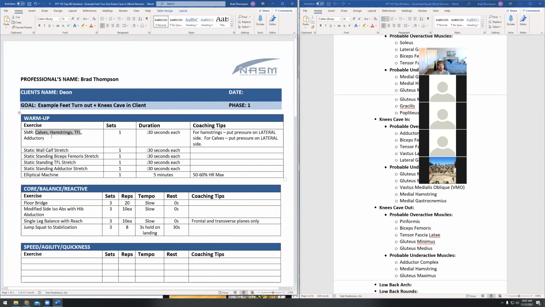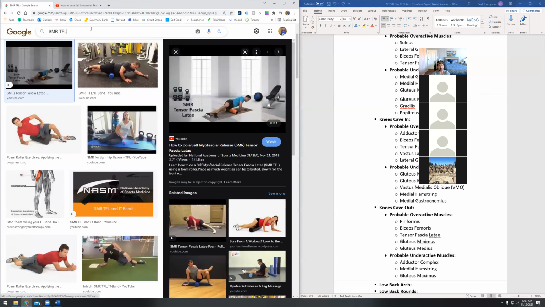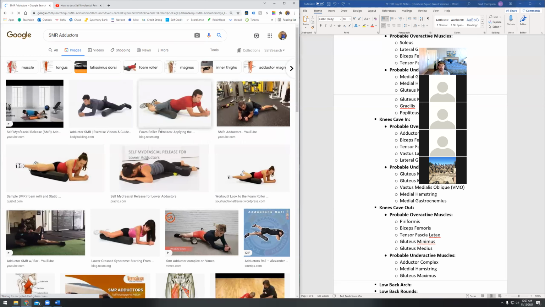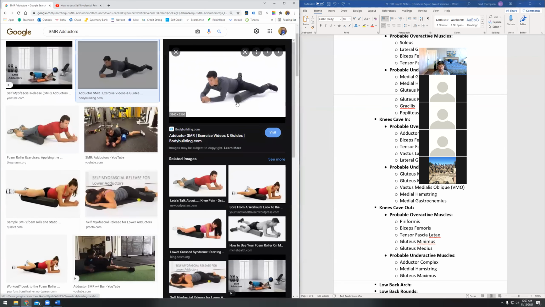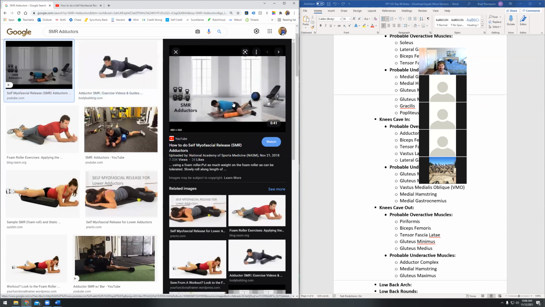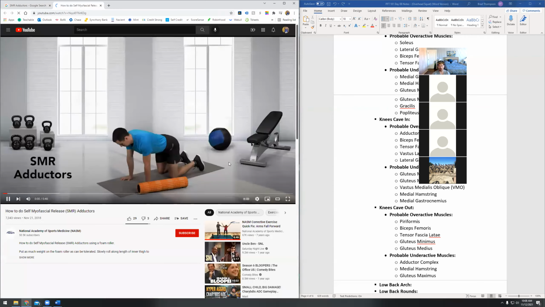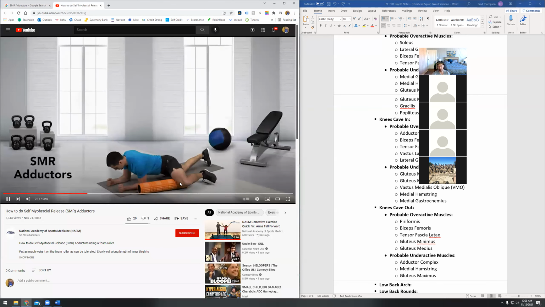So calves, hamstrings, TFL, and then the adductors, that inner thigh, right? Now on this one, you want to be a little cautious. Obviously, we are doing the inner thigh here. So gentlemen, be cautious about where you're rolling. You don't want to pinch any sensitive anatomy. But you basically set the roller up perpendicular to your thigh, and you roll side to side. He's focused on this lower portion here. You can get in up closer into the groin as well. Just depends on which part of your adductors are tight.